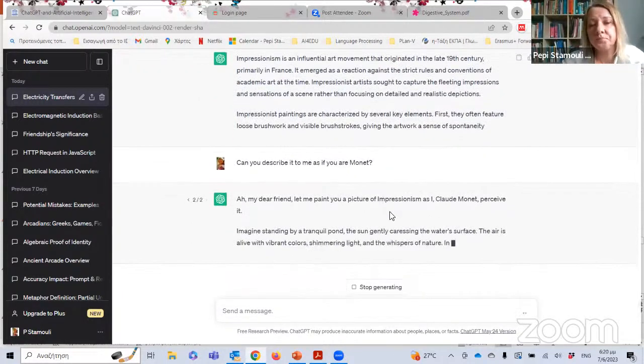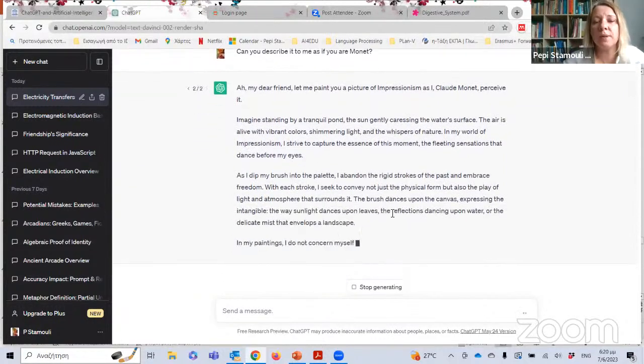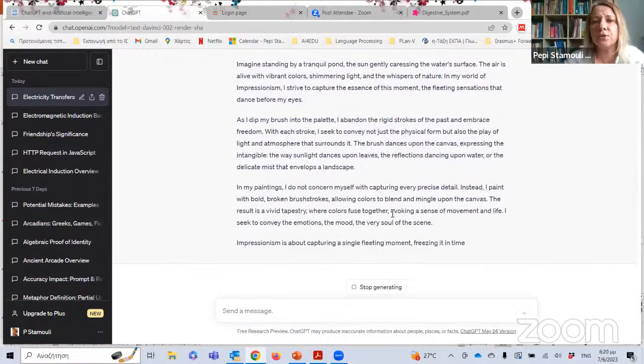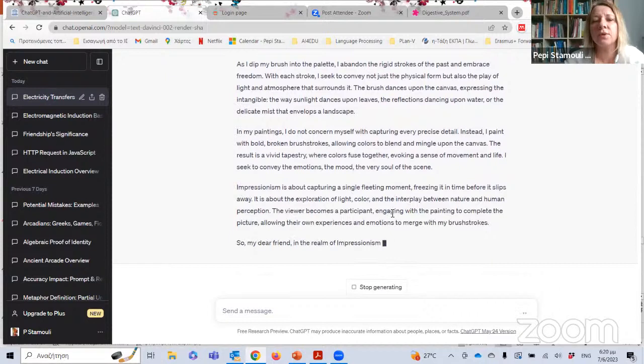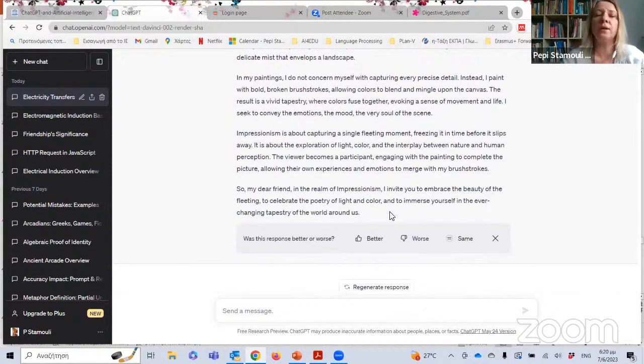So it adopts another style, a completely different role. My dear friend, let me paint you a picture of impressionism. Imagine standing by a tranquil pond, etc., etc. So this is a very engaging way to introduce students to these kinds of concepts in fields like arts and humanities.